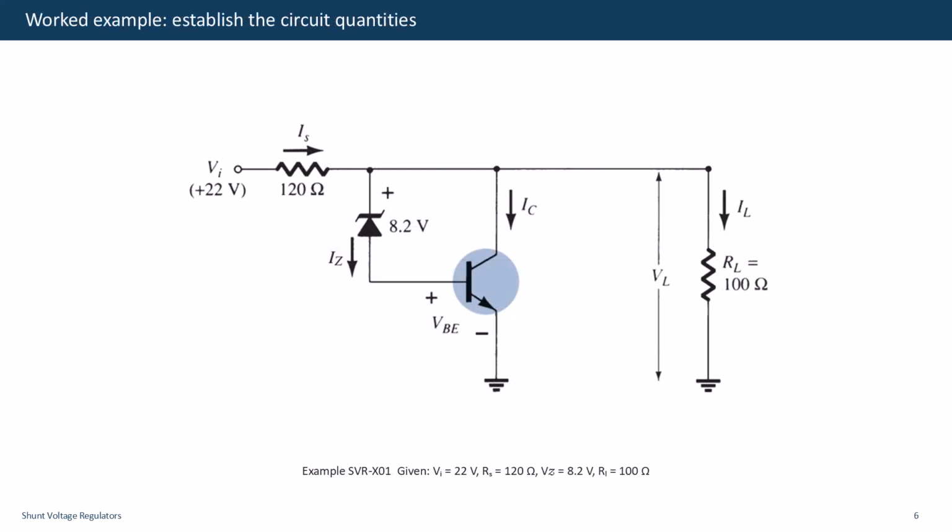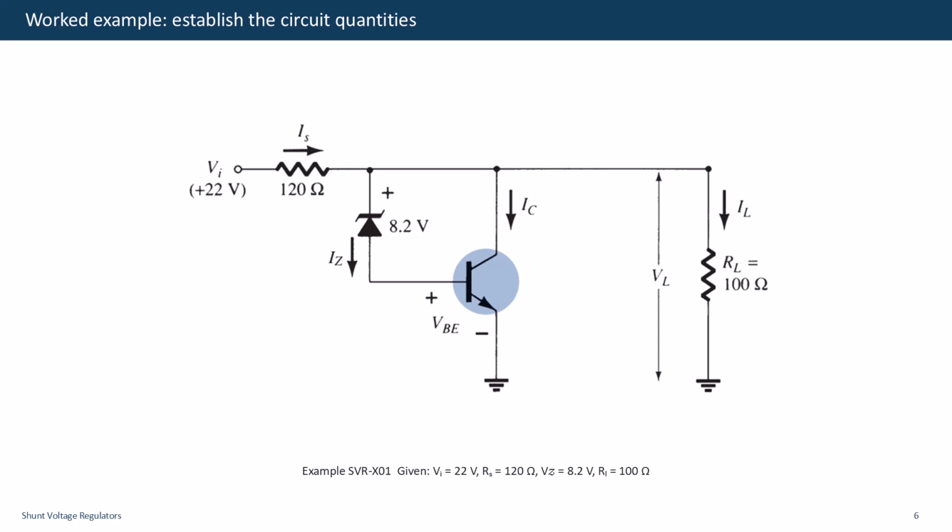Consider the given shunt regulator. The unregulated input is 22 volts. The series resistance is 120 ohms. The Zener voltage is 8.2 volts and the load resistance is 100 ohms. Assume a silicon transistor base emitter voltage of 0.7 volts. We shall determine the regulated load voltage, load current, source current and transistor collector current.